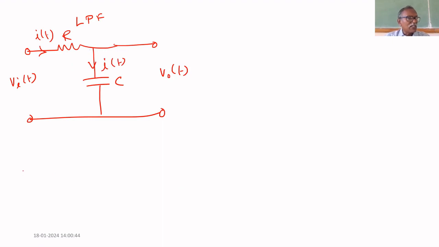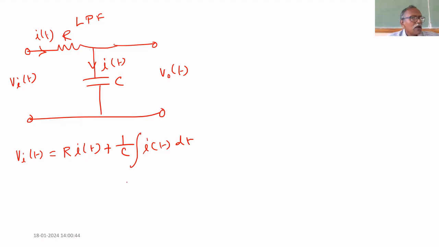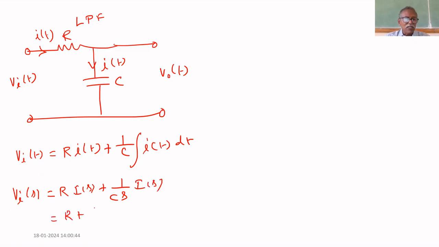Let us write KVL for this. Vi of t equal to R I of t plus 1 by C integral of I of t dt, assuming zero initial conditions. If we take Laplace transform, assuming zero initial conditions, what you will get is Vi of s equal to R I of s plus 1 by Cs I of s. Take I of s outside, what you will get? R plus 1 by Cs multiplied by I of s.